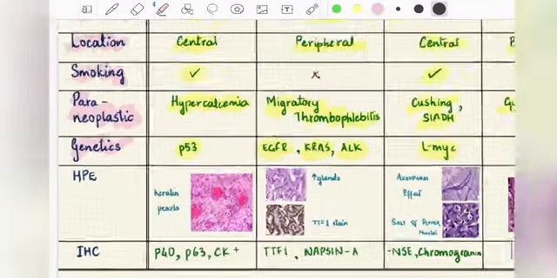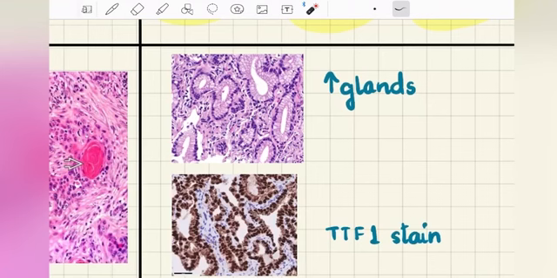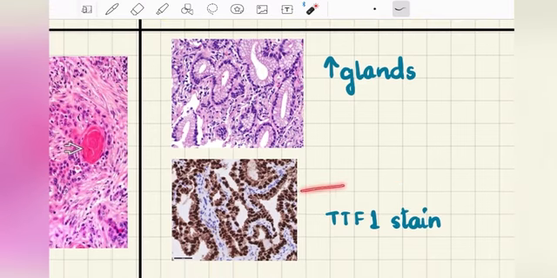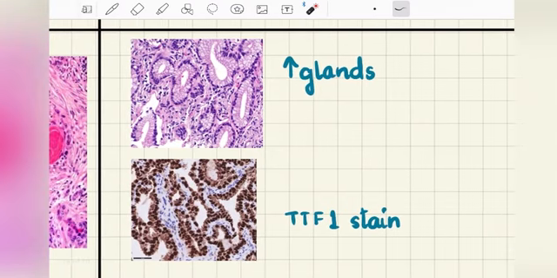Now looking at the important histopathological features, there is one histopathological feature seen in every squamous cell carcinoma, whichever organ is affected, that is keratin pearls. So in this image you can see keratin pearls. In this slide you can see the increased number of glands than usually seen in any lung histology. So increased glands means adeno. So this is a slide of adenocarcinoma. In this image you can see there is a brown stain, so that is the TTF1 stain of adenocarcinoma. So you can identify adenocarcinoma based on the increased glands and the TTF1 stain.